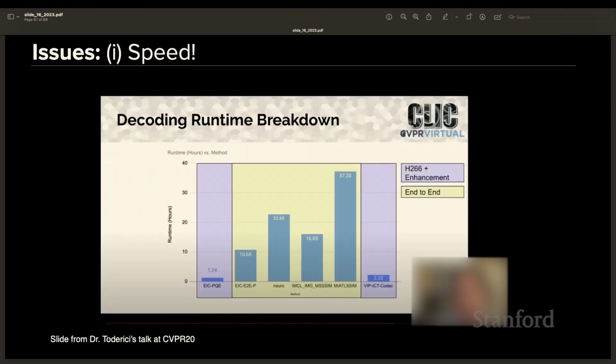Okay. So everything is green. Why isn't there an ML-based compressor everywhere? Why do we still study the first 17 or whatever lectures of this class? Why didn't we start with this? One of the main issues with ML-based encoder-decoders is speed.